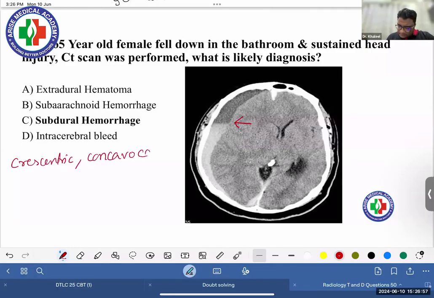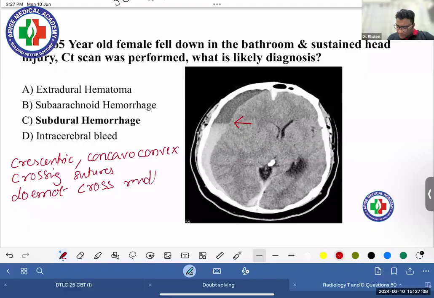Concavo-convex, which is crossing sutures. It does not cross the midline. So it is not crossing the midline. All of this is suggestive of what? SDH. Okay, subdural hemorrhage. So this is acute on chronic SDH.